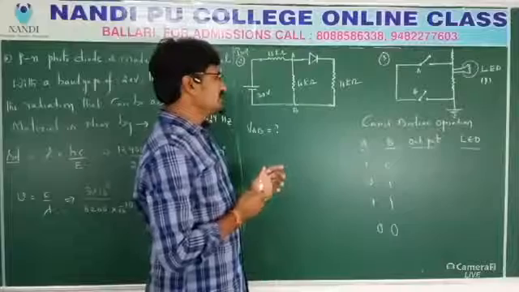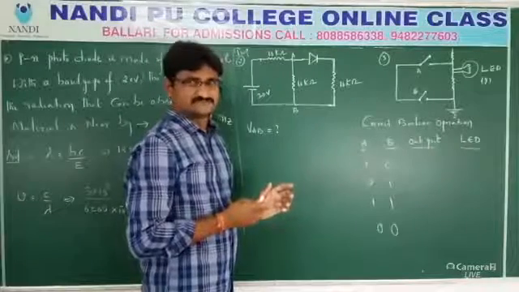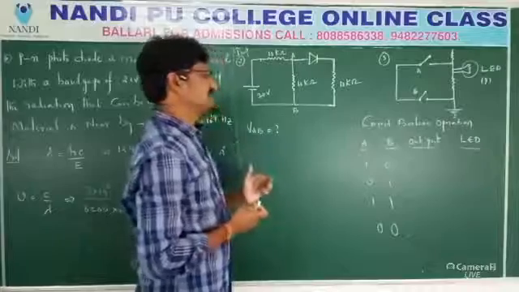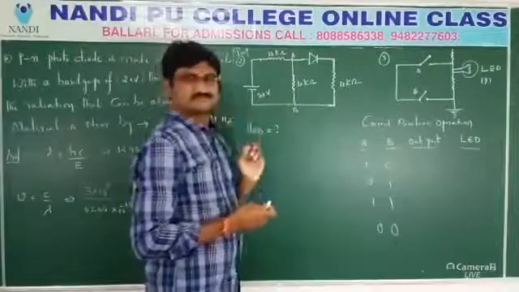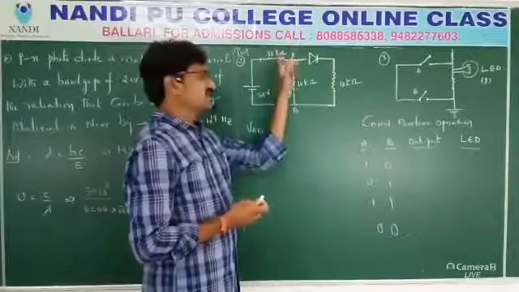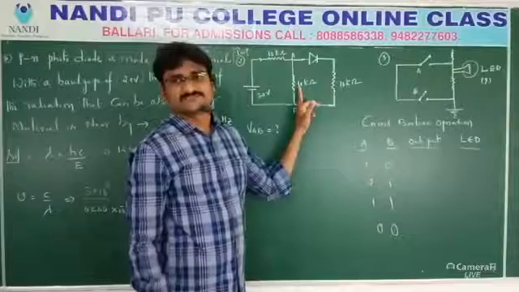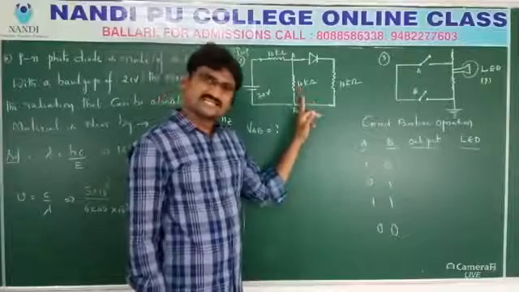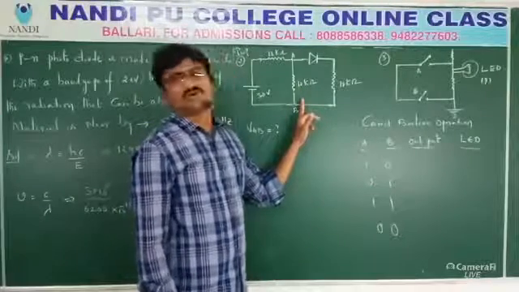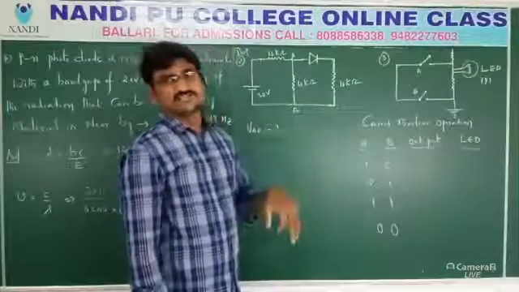So if I want to get the potential, first I have to find out the current. So how can I find out the current? If I know the total current of the circuit, I can find out the branch current, or directly I can find out the branch voltage. We have the formulas for branch currents and branch voltage.